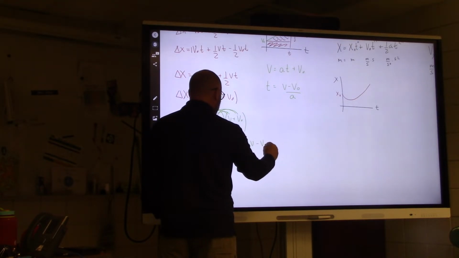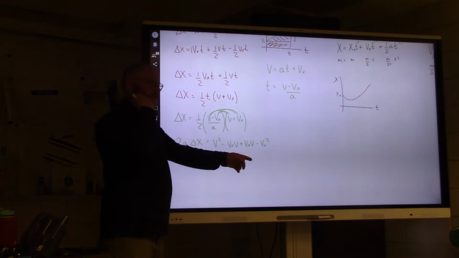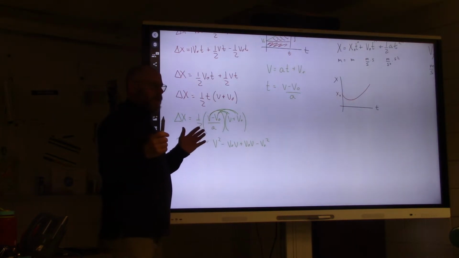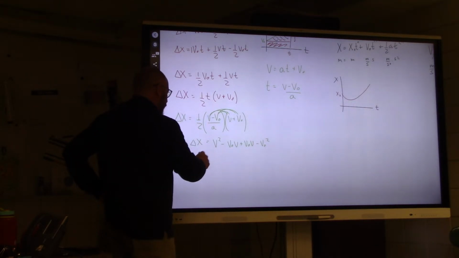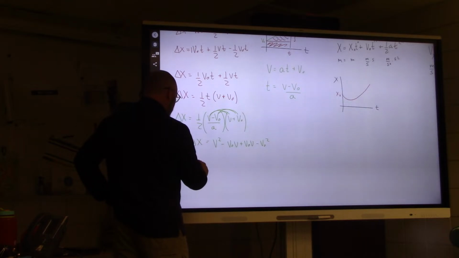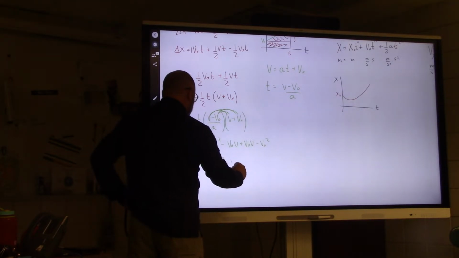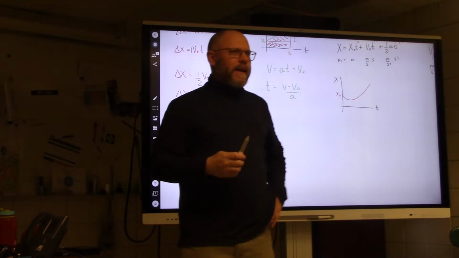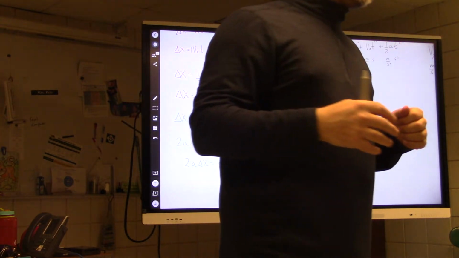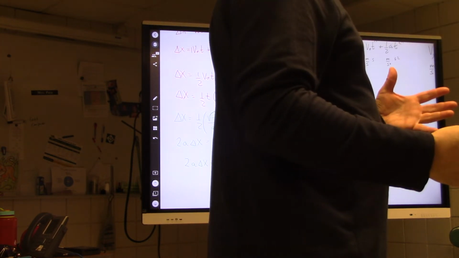So what you end up with is, you see how the middle terms add to 0? Is that cool? And then I end up with 2a delta x equals v squared minus v0 squared. Then if I add v0 squared to both sides, I end up with v squared equals v0 squared plus 2a delta x. Do you see where that comes from?